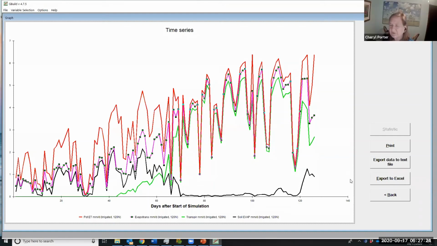And it might be interesting to look at the rain-fed low nitrogen just in comparison with this. Shall we do that? Yeah, go ahead.